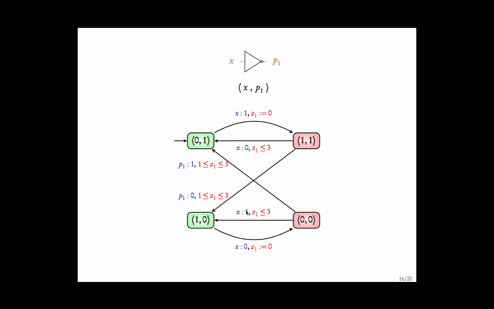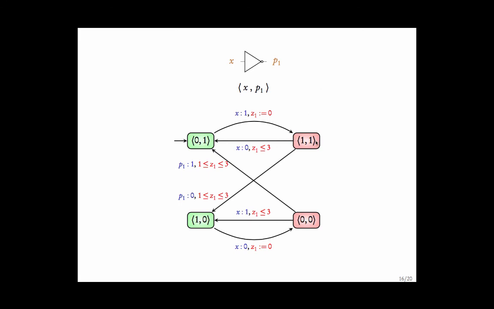So this is the alphabet, this is the action marking X to 1, and this should happen within 3 time units. So within 3 time units, either P1 becomes 1 or the input changes. For the system to become stable, you need at least 1 time unit. So you can assume that there are invariants Z1 less than or equal to 3 on both these states. So this is the timed automaton model of this simple gate.